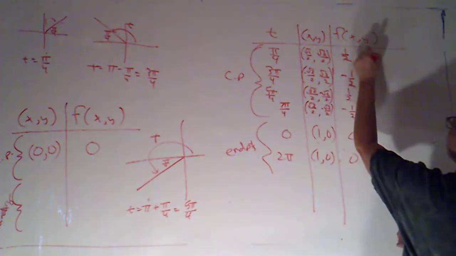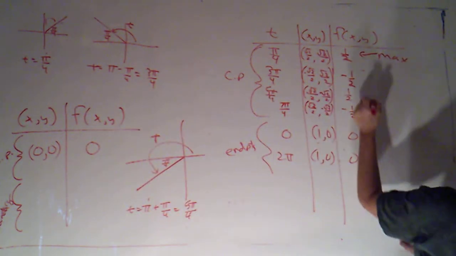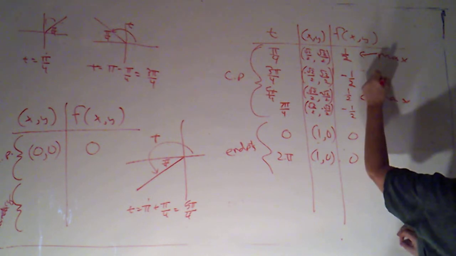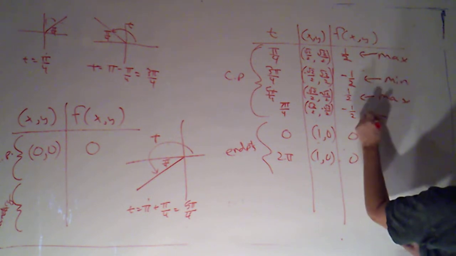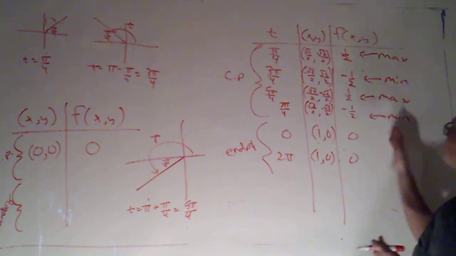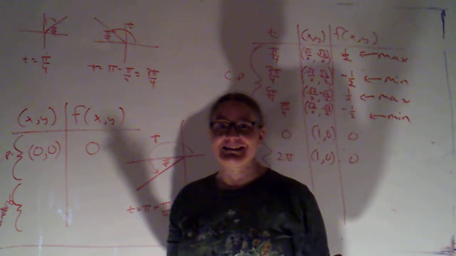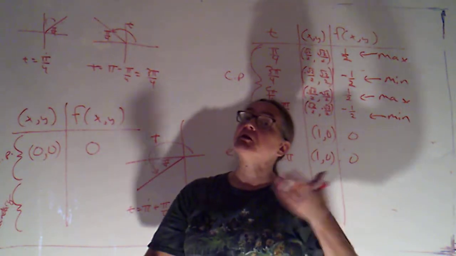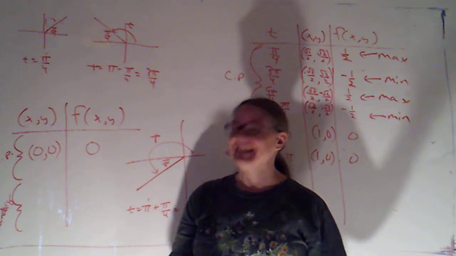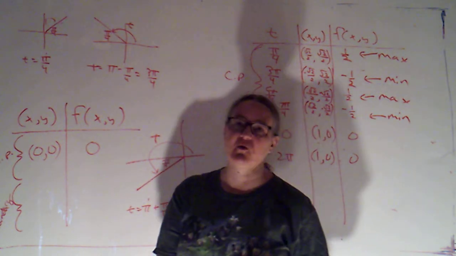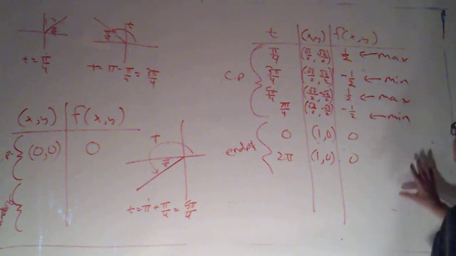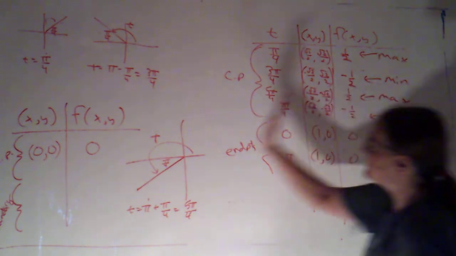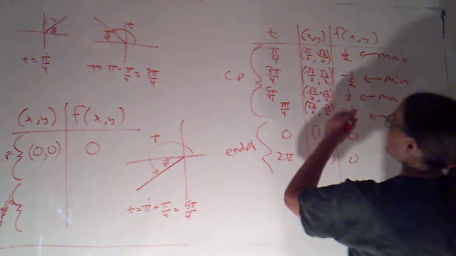Obviously, the positive one is going to be my max, and the negative one is going to be my min. So notice, there's only one max. It is 1/2. But the location of the max is not unique. It occurs at 2 points. Okay. All right, so I could add this information over to my master table.